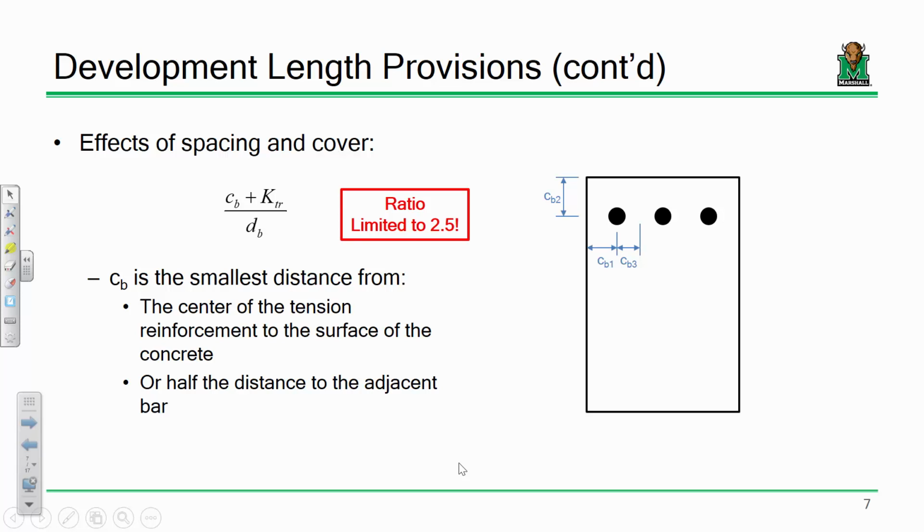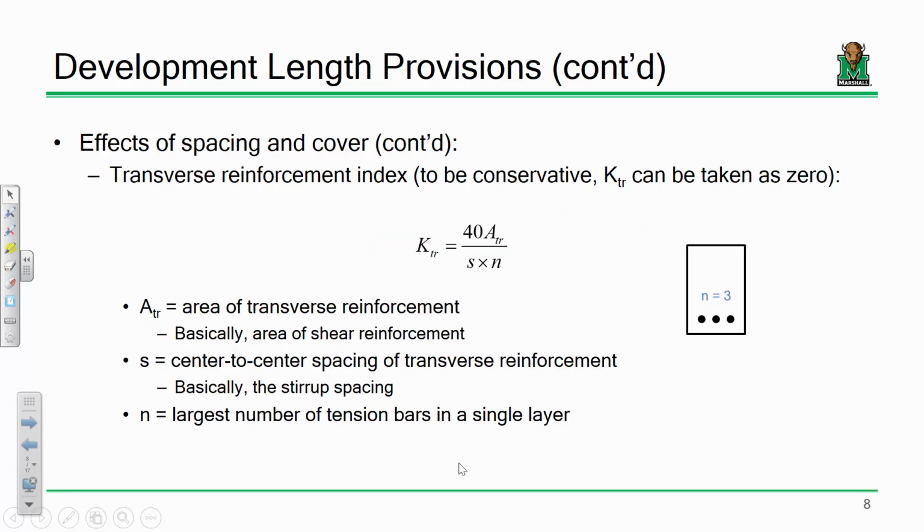Never mind. So here are the limits on the denominator. I think I probably put this on a separate slide because I like the little image that defined what c_b was. So c_b is the minimum of those three distances: either the edge distance, the top distance, or half the center to center spacing. Your K_tr, your transverse reinforcement index, is 40 times the area of the transverse reinforcement divided by s times n. Remember, the transverse reinforcement is basically just your shear reinforcement. s is the center to center spacing, so basically your stirrup spacing. And n is the number of bars in a single layer. Remember, all the single layers.